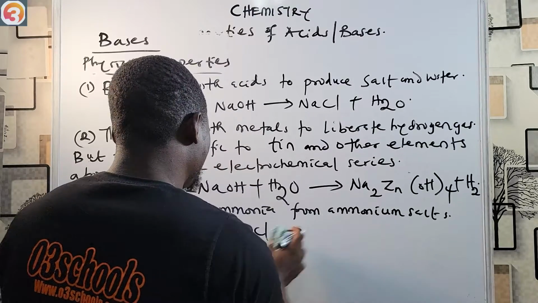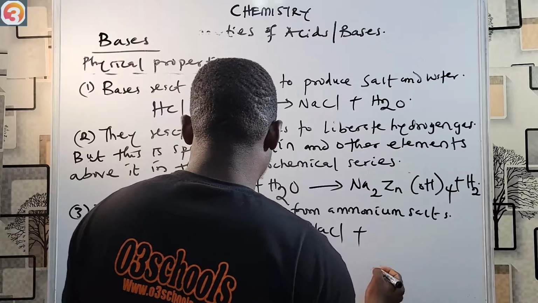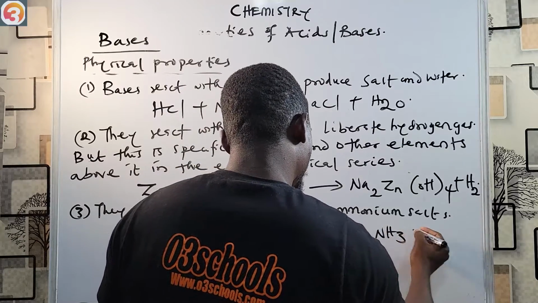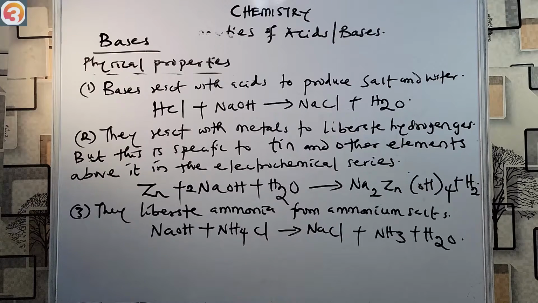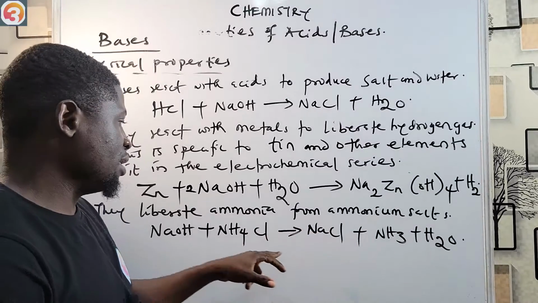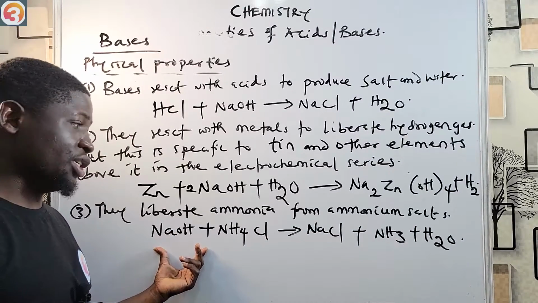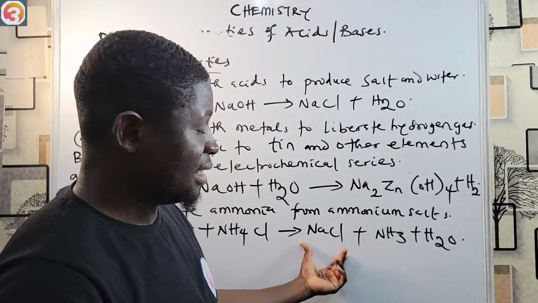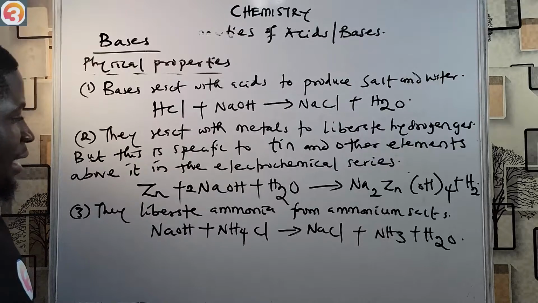First of all, I'm going to have NaCl, then plus NH3 plus H2O. So they liberate ammonia from a solution of ammonium salt. NH4Cl is the ammonium salt here, reacting with a base like NaOH. So you see NaCl is formed plus NH3 and H2O. I think the equation is balanced, so you can check it out.